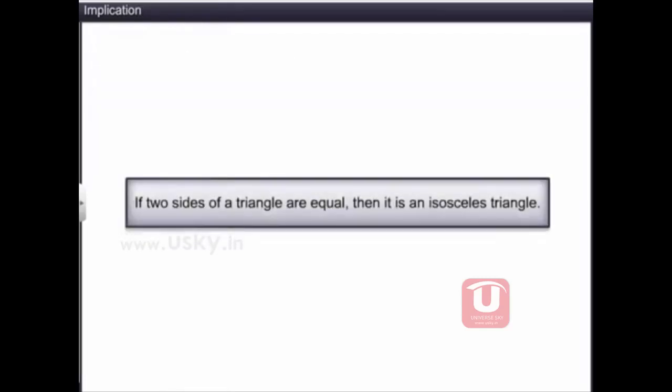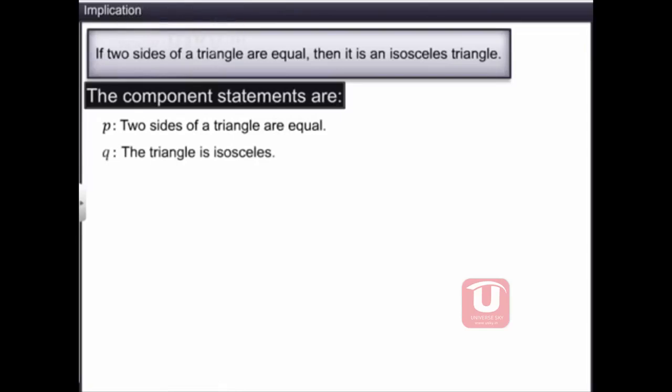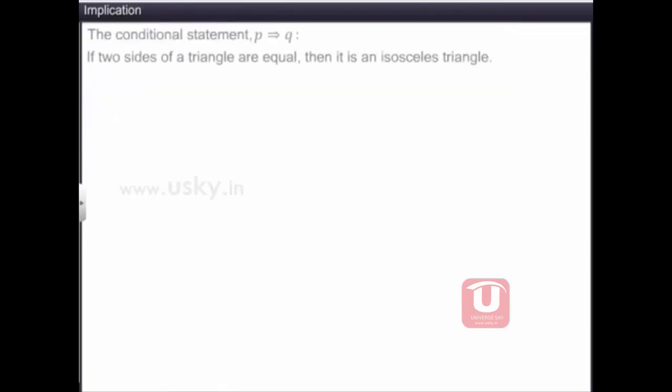Let's write the converse, inverse, and contrapositive of the implication: if two sides of a triangle are equal, then it is an isosceles triangle. The component statements of the compound statement are: two sides of a triangle are equal; the triangle is isosceles. The implication of the statements is P implies Q. The implication or conditional is: if two sides of a triangle are equal, then it is an isosceles triangle.